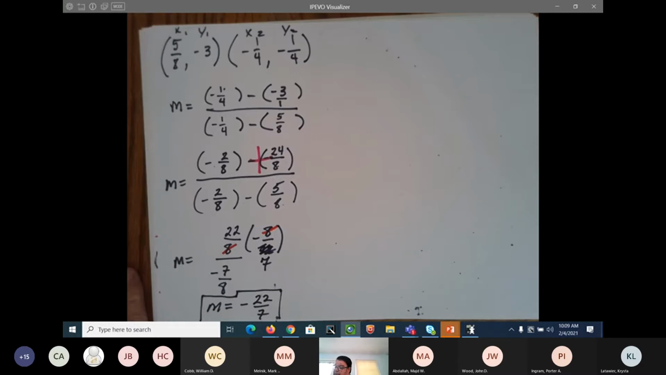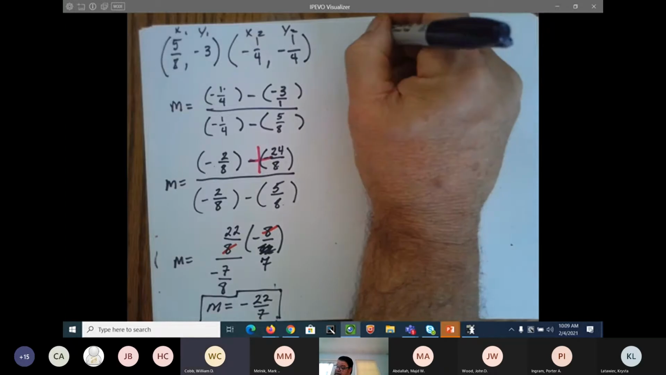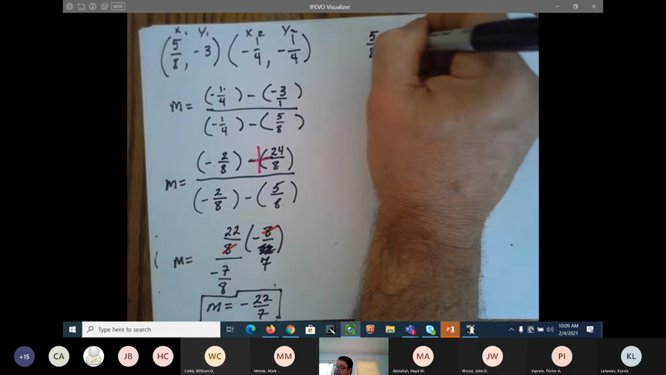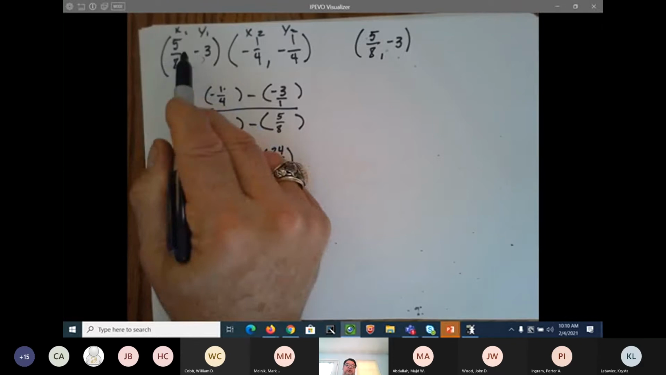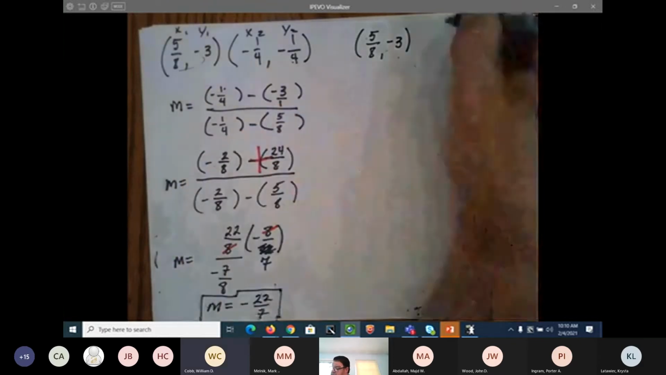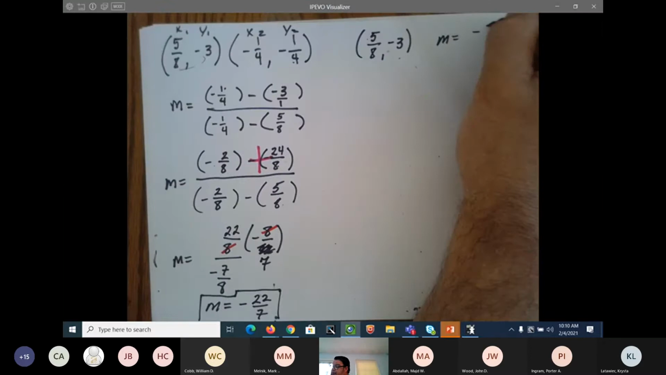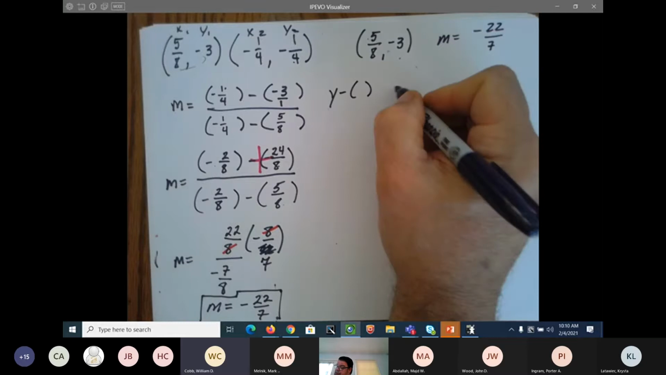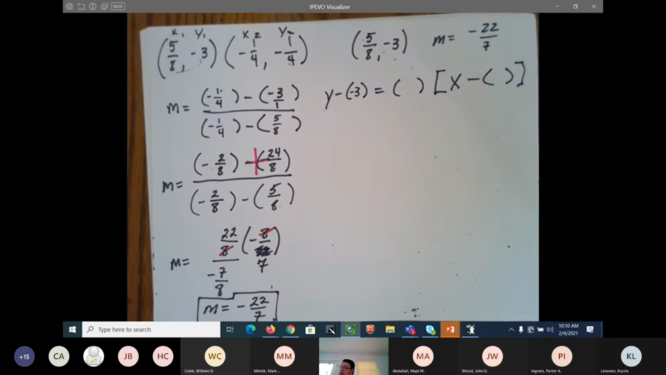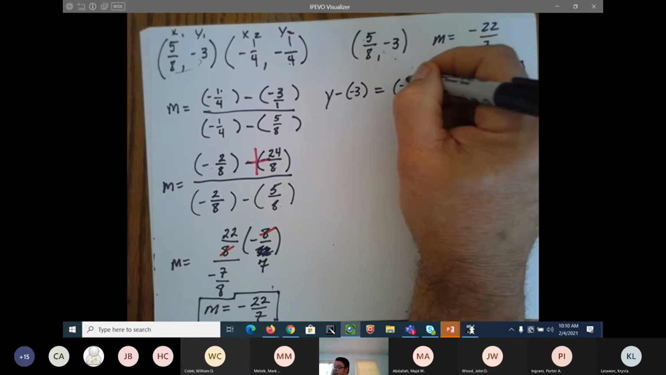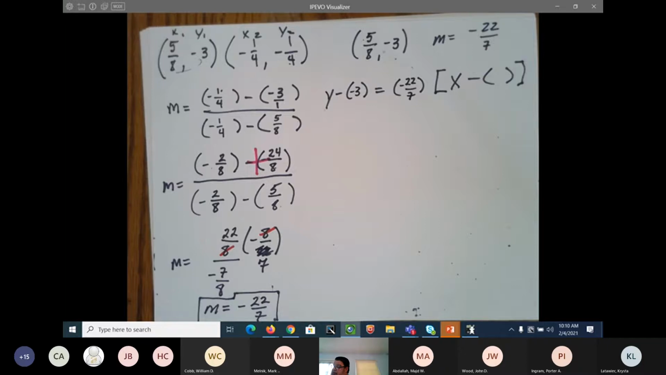All right. So I'm going to pick a point. 5/8, -3. And the same reasoning, I think that one's the lesser of two evils because this is 2 fractions and 2 negatives. And M is equal to -22 over 7. Y minus parentheses equals parentheses times X minus parentheses. And -3 goes here, -22 over 7 goes here, and 5/8 goes here.